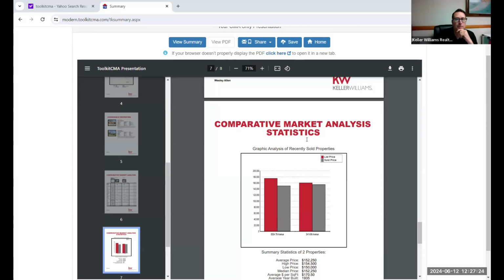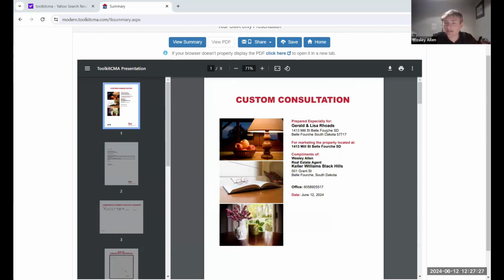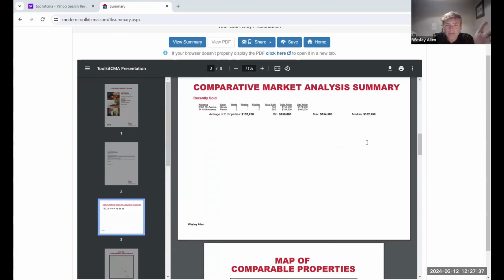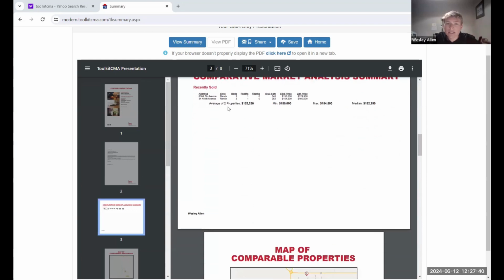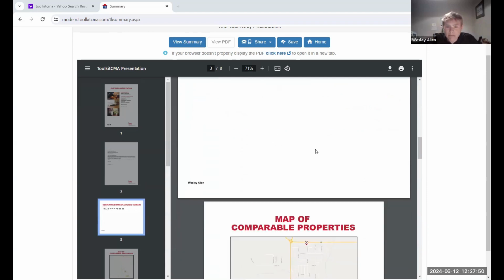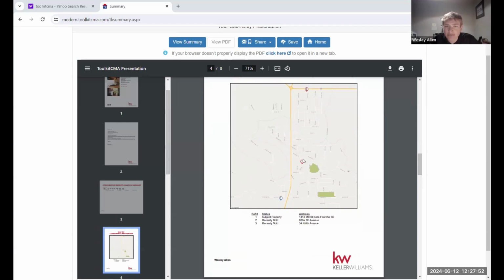You see it? Yep. All right. So I use Toolkit CMA. Is that kind of what you taught them to do? That's what we do. Perfect. So this is my grandparents' house. I did their cover letter. I used two properties here in Bell, these are both of those. And then I kept a map here showing where their place is and where the comparables are.